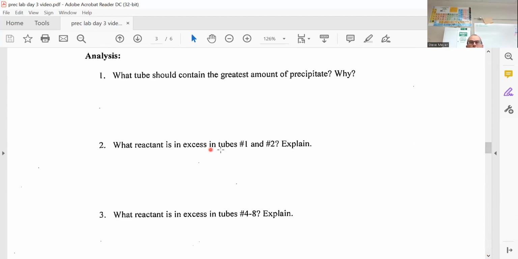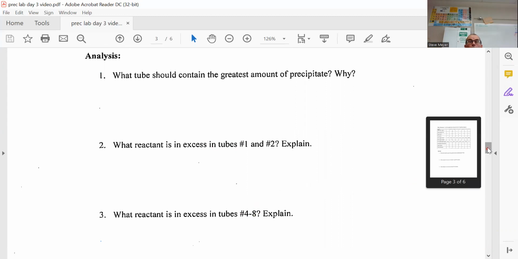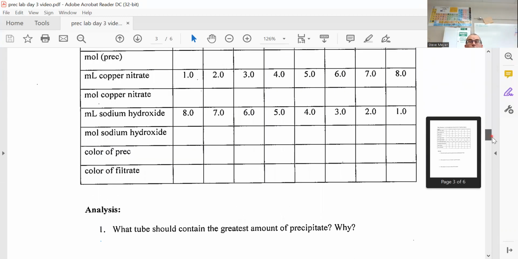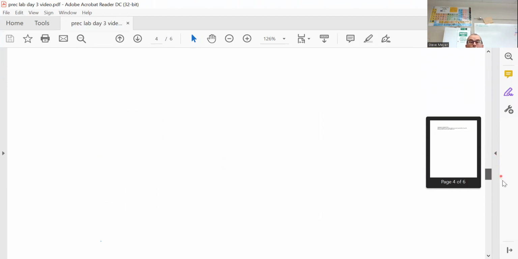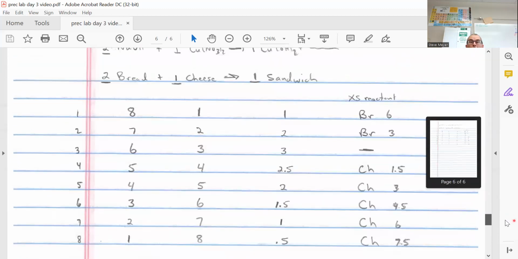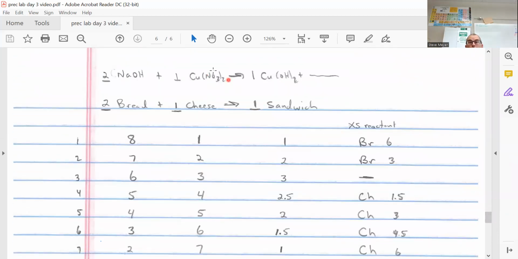Okay, what reactant is in excess in tubes 1 and 2? What's in 4 through 8? Go back to that analogy and relate that to what you have going on there. Another hint is the color that drips through the filter paper. Remember that your copper nitrate is blue and sodium hydroxide is clear. So if I have a blue filtrate dripping through, I'm guessing that in those cases, the copper nitrate would be in excess. So that would be another hint right there.